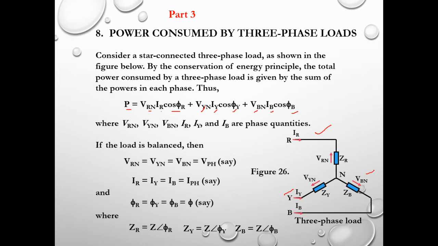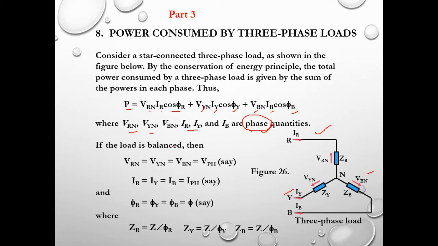By totaling up these three quantities, we can obtain the total power, where VRN, VYN, and all the quantities here are phase quantities. This is one of the very good tips for you before you proceed with your analysis. Remember, everything must be in phase quantity.